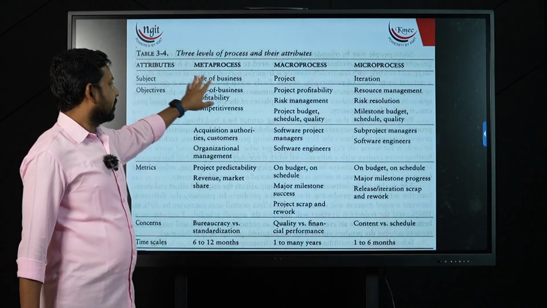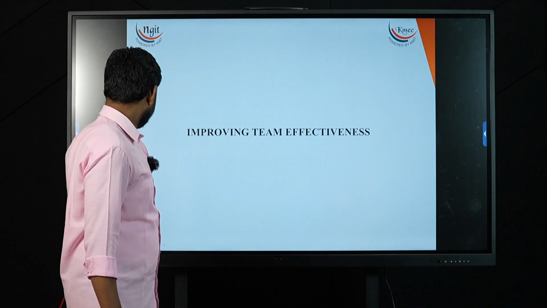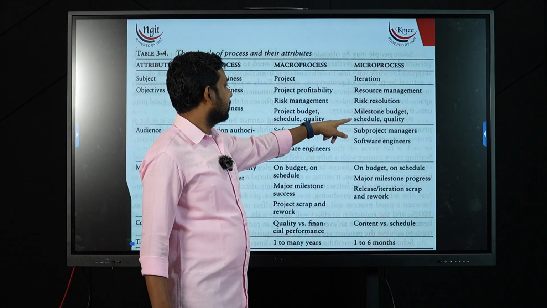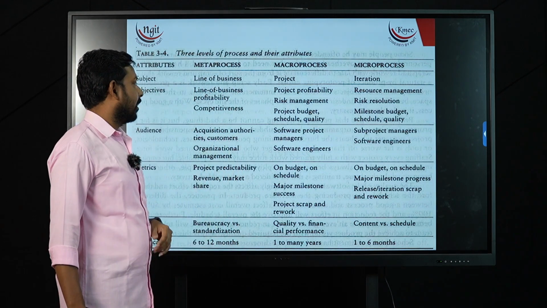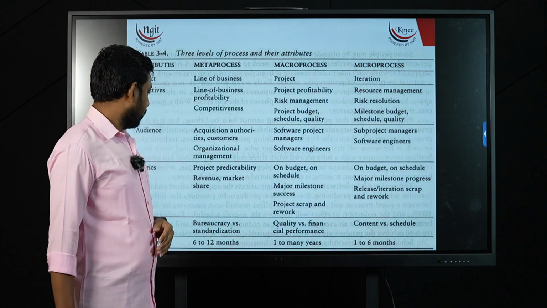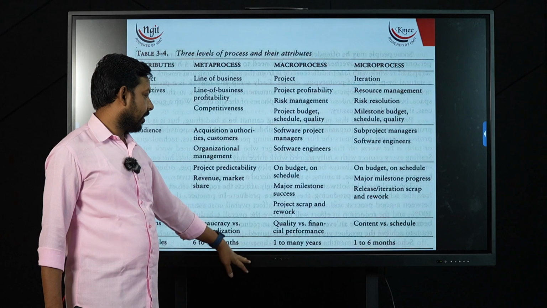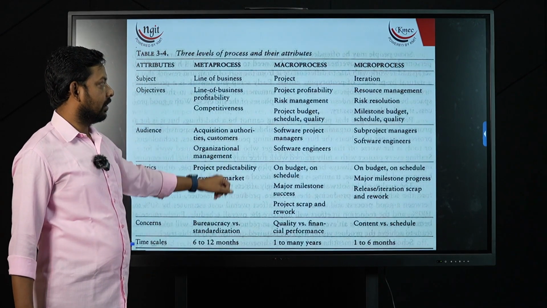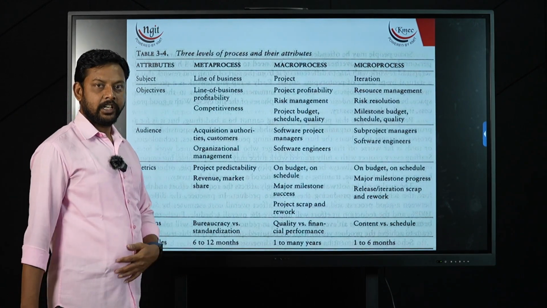So your macro process is purely dependent on the budget. Micro process is dependent on the milestones of your budget, and meta process is purely dependent on the competitiveness related to your process. So you can have a look at this. The time scales are also given here. All the factors which I already discussed in your previous slide are given in this projection. So that's all for this particular lecture. Let us meet in your next lecture.